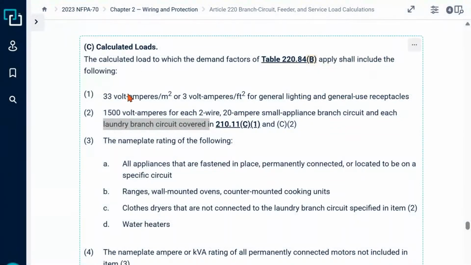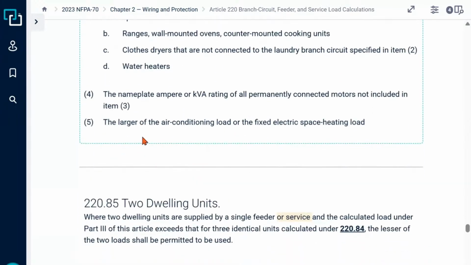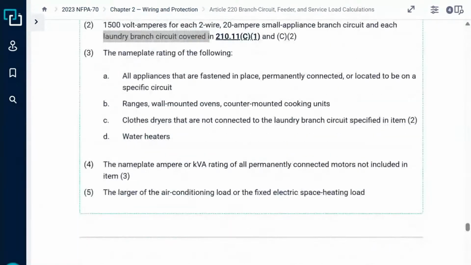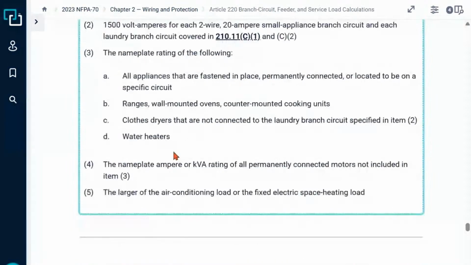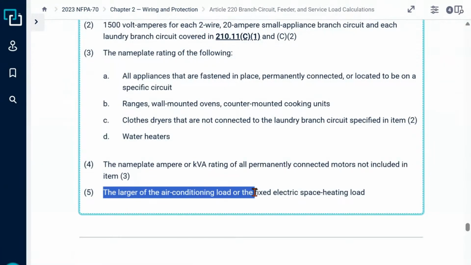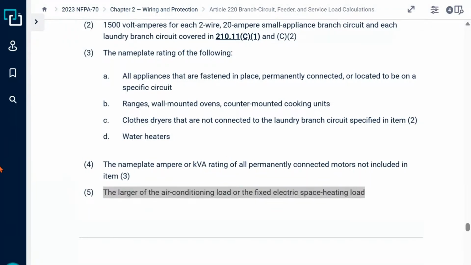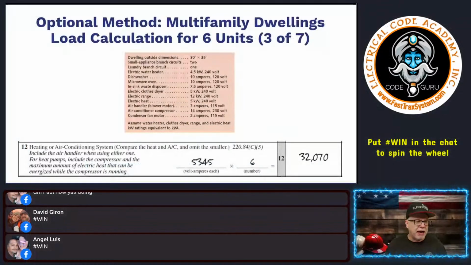If you come over here and look at here, it just says right here, we're just doing the calculation under 220.84. It says the larger of the heating loads or the fixed electric space heating, whichever is larger. So it doesn't have to be complicated. At this point, you're just looking at taking all of the AC, and then taking all of the heat, and comparing it. That's it. Don't overcomplicate it. Don't even try to overcomplicate it.